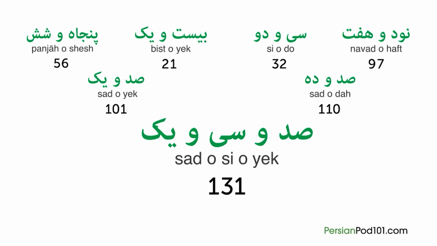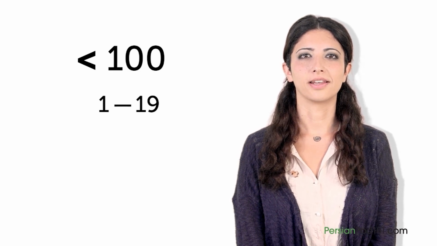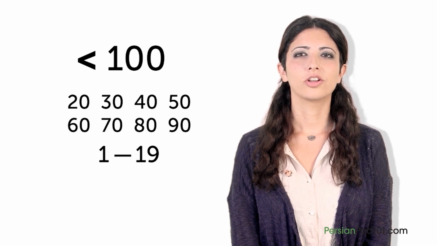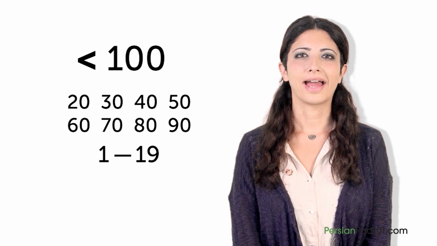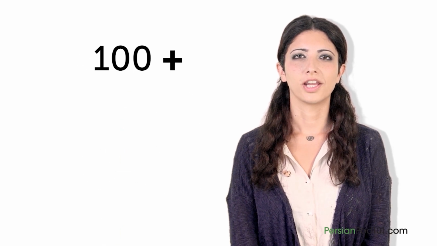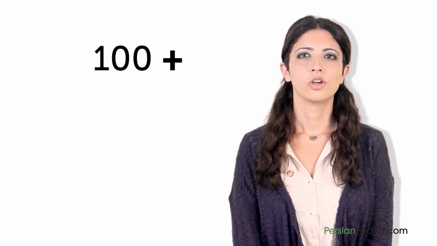sadosioyek. Now it's time for Anita's advice. For numbers up to 100, you just need to memorize 1 through 19 and all the tens. If you remember them well, then you can easily make any number by adding an o between them. For beyond 100, it will be the same. You just need to memorize the hundreds.